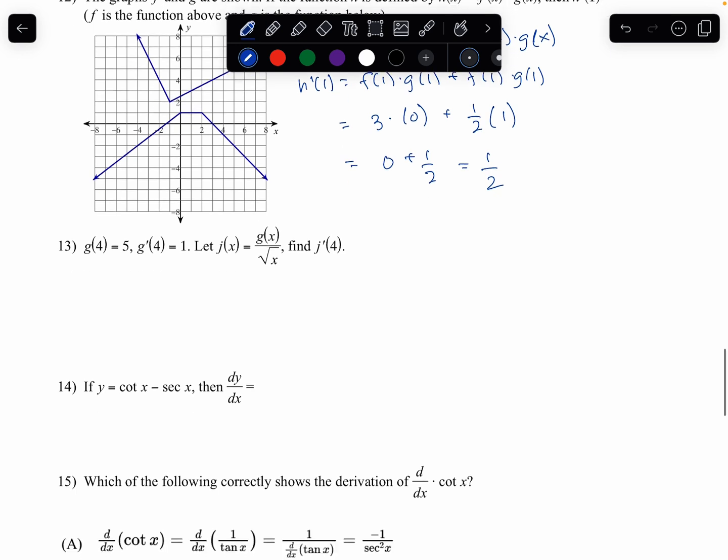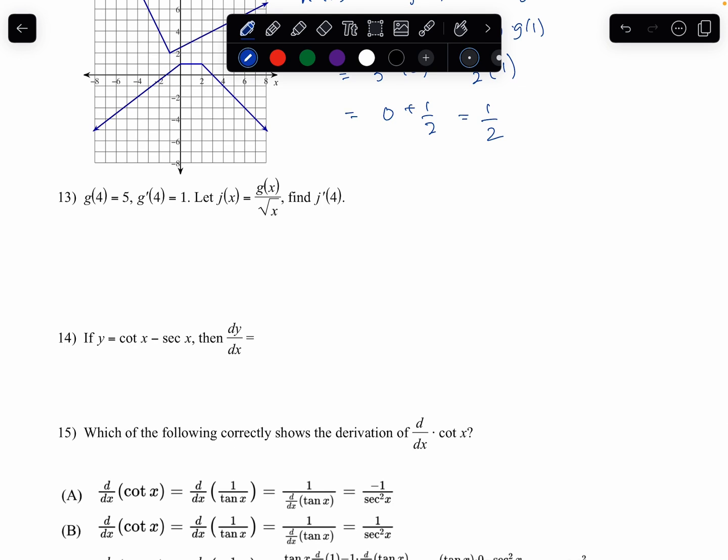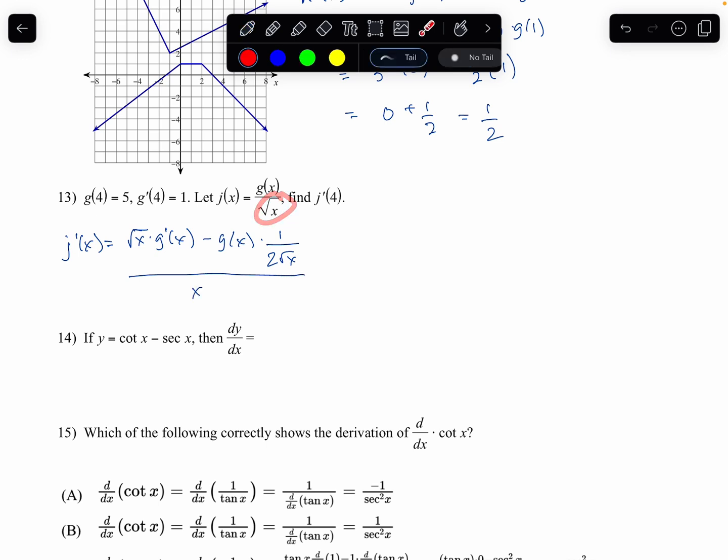All right, so for 13, g of 4, g prime of 4, let j of x equal g of x over square root of x. Find j prime of 4. So let's find j prime of x first. It's a quotient, so we're going to use the quotient rule. That is low d high minus high d low, square the bottom, away we go. That's just going to be x if I square the bottom.